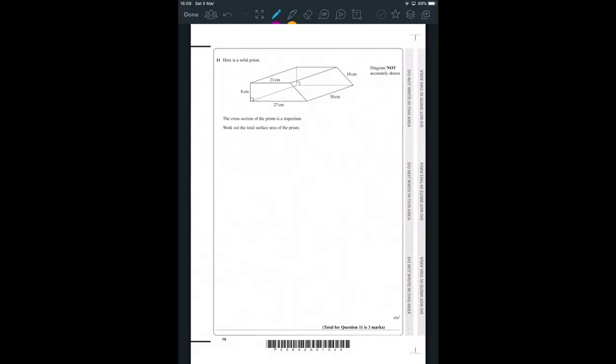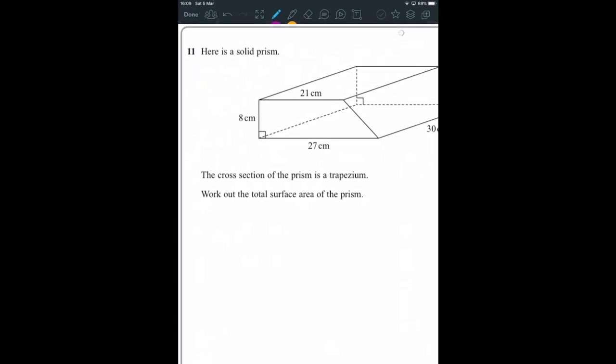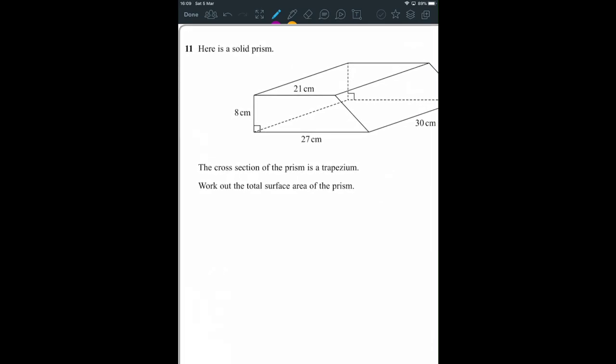Question 11. We have a prism. We're looking for the surface area. Well, that means we need to find the area of each and every face. We've been told that the front and back faces are both trapezia, so we need to remember half the sum of the parallel sides times the distance between them. Let's do those first. So this is the front slash the back. We have half the sum, 21 plus 27, times the distance between them.